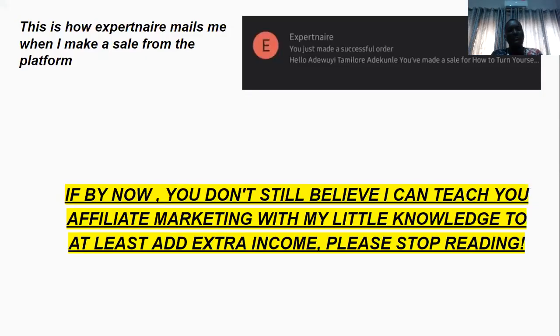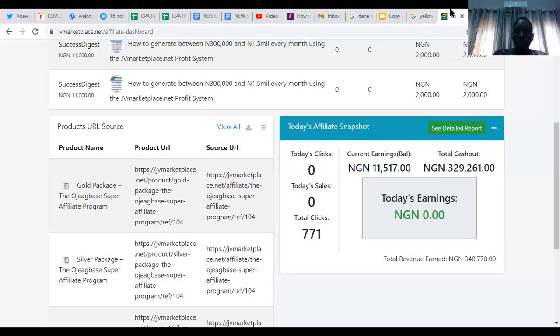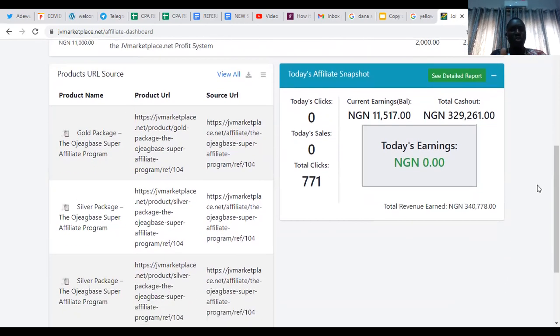But before we head on to that, let me also show you some of my earnings on JV Marketplace, so you could see for yourself that this thing is actually not a joke. I've not been promoting on JV Marketplace for some time because I've found bigger platforms that pay me more. But look at this. For less than 2 months, I took this thing seriously. I made about 340,000 naira promoting on JV Marketplace.